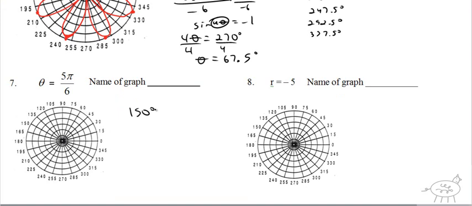So if I go to 150 degrees and I graph it, let's do that in red again, just so it's a little bit darker. So do you guys agree that 150 degrees is like this?